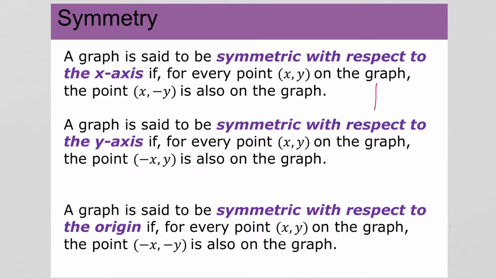So let's look back. Symmetric with the x-axis would be maybe something like this. So if this were the point 3, 2, then this would be the point 3, negative 2. Symmetric with respect to the y-axis might be something like this, where the point 3, 2 would be the point negative 3, 2, also on the graph. And symmetric with respect to the origin means that negative x, negative y is also on the graph. So it might be something like this, where the point 2, 2 is also on the graph with the point negative 2, negative 2.